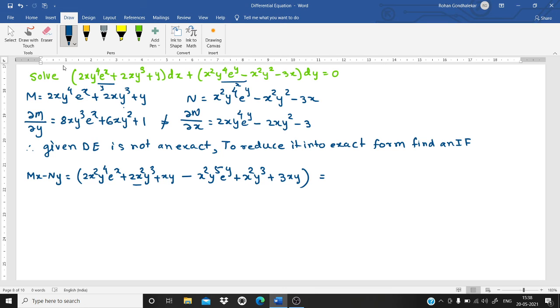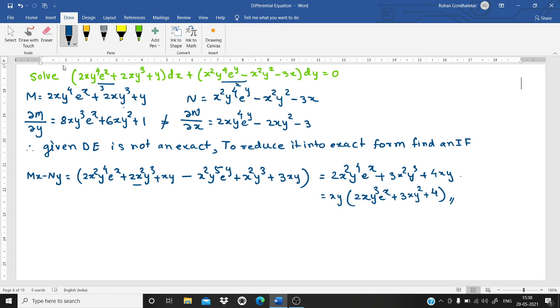So here 2x^2 y^4 e^x plus this 2x^2 y^3 plus x^2 y^3 becomes 3x^2 y^3, plus 4xy. Is it? So we can have xy common. So inside of the bracket we get 2xy^3 e^x + 3xy^2 + 4. Is it? Now look at that. Is it non-zero?